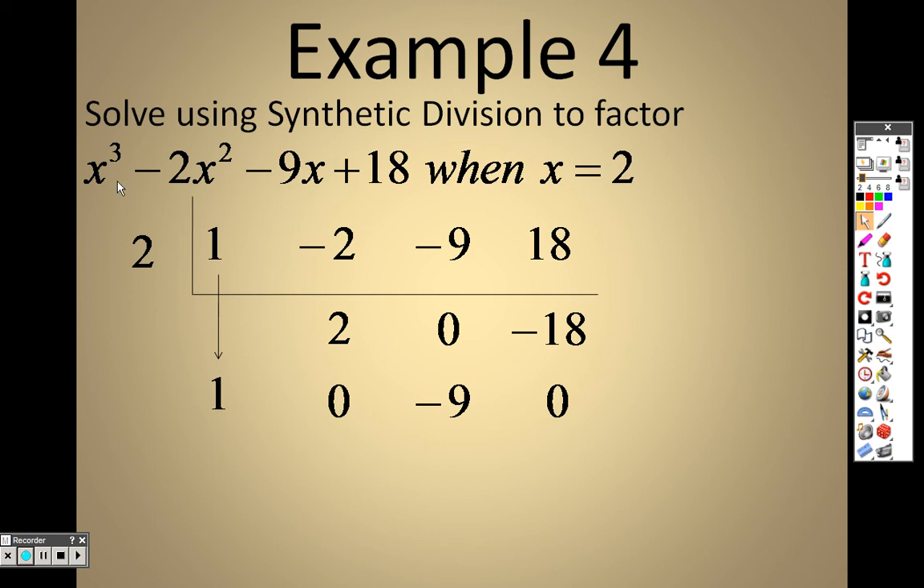So I go 1 down, and this is x cubed. That makes this x squared. So that's x squared plus 0x minus 9. If there is no x, I could just write it as x squared minus 9.